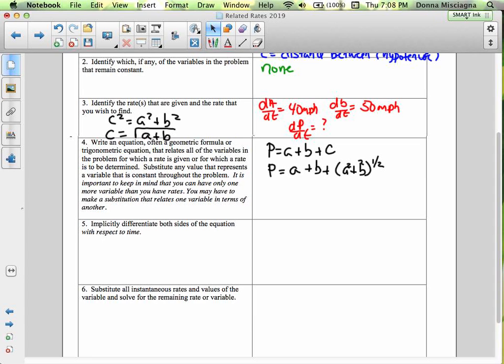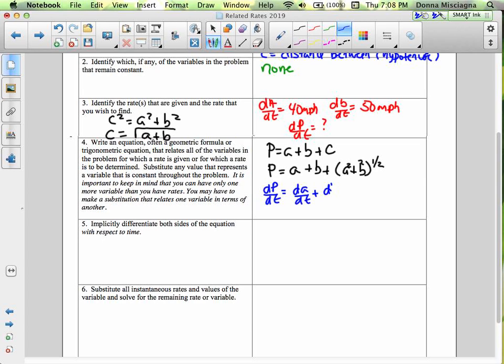All right, so the derivative of P is going to be dP/dt. Derivative of A is dA/dt. Derivative of B is dB/dt. Because these are all being taken with respect to time.